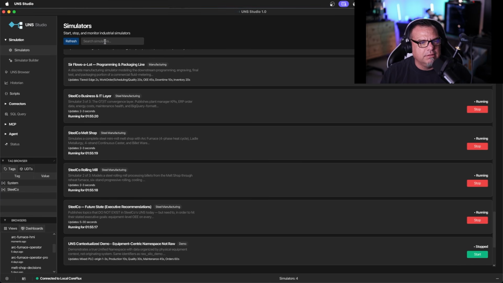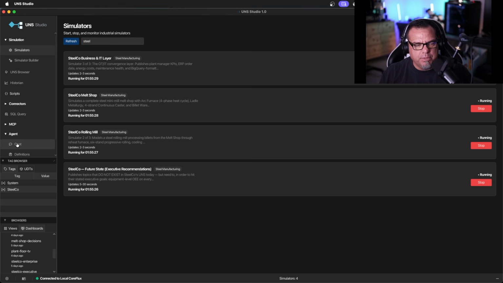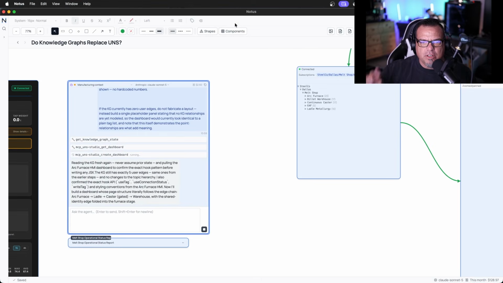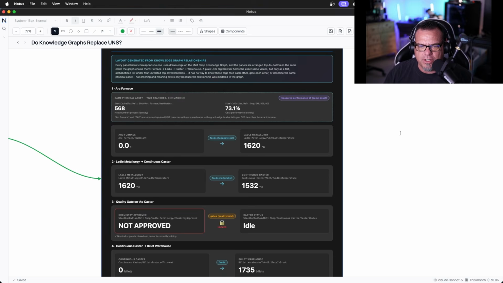Okay, we're running our Steel Co simulations, and we have dashboards in here. Normally, you can build the visualizations inside of UNS Studio, but there's also an MCP server that allows external agents to build visualizations inside the platform. And so right now it is building the dashboard inside of UNS Studio. And then this is our new visualization.